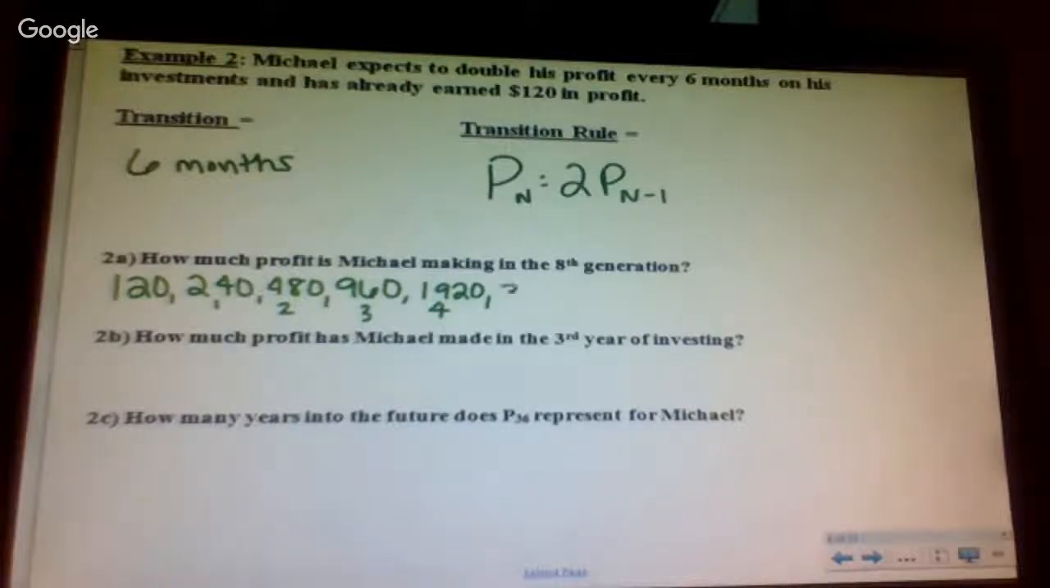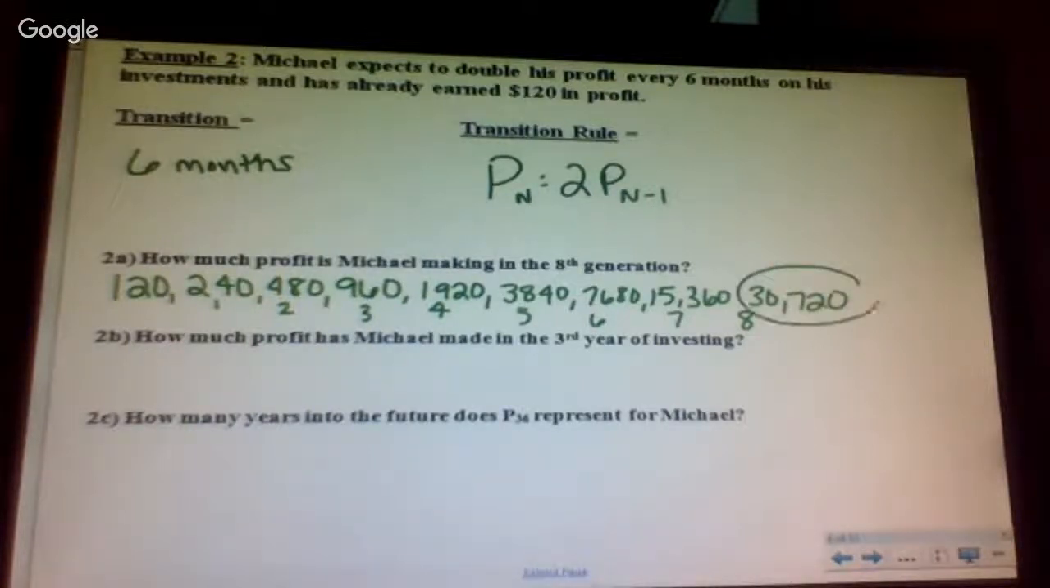3,840. 7,680. Okay. 5, 6. I need 7, 8. 15,360. 30,720. And my 8th generation is 30,720. Okay. There's your answer. After 8 generations, you can make $30,720 in profit.